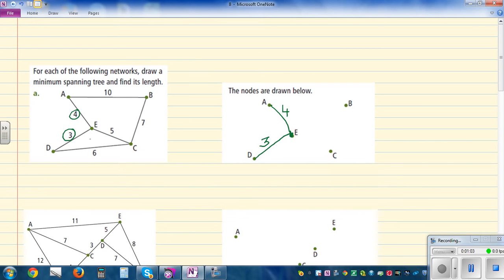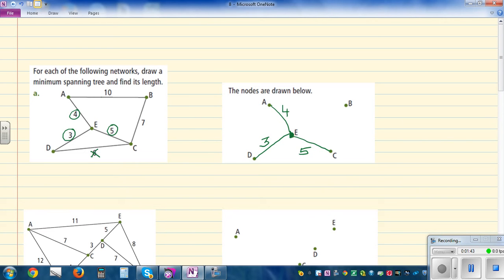Now the next lowest is 5. So I'm going to connect E and C. Okay, so now B is left out. So B can be connected by 6, 7, or 10. Now out of 6, 7, and 10, 6 is the... no, sorry. You should not connect C and D because it is connected through E. So C and D need not be connected. So I'm going to cross this out.